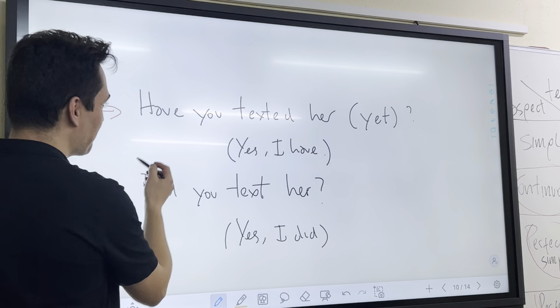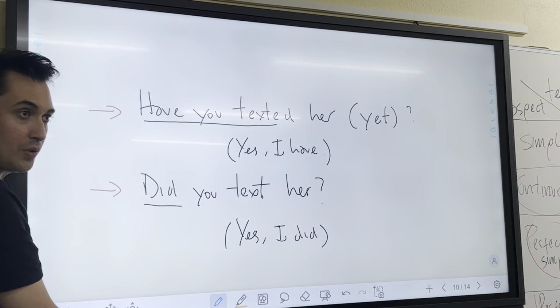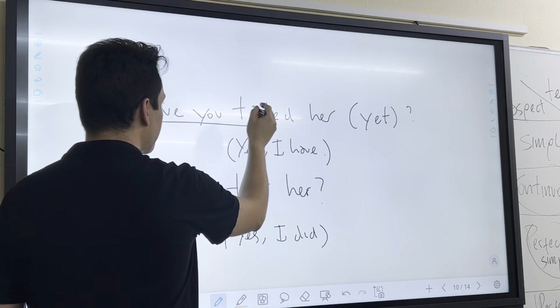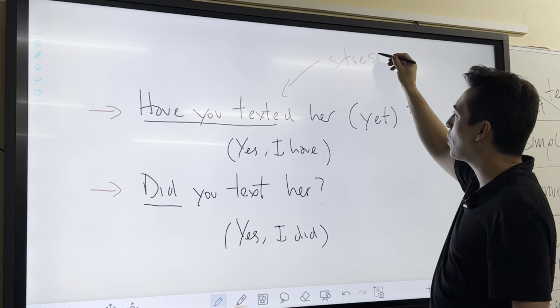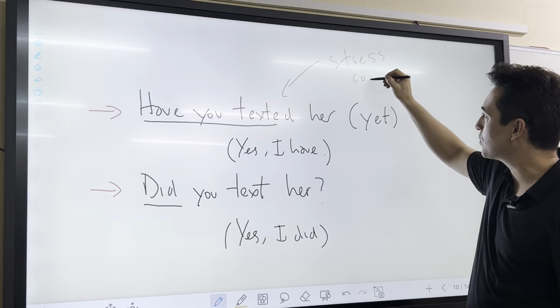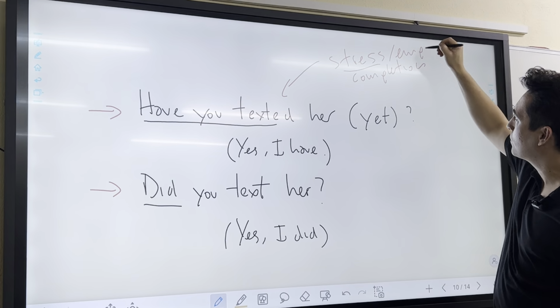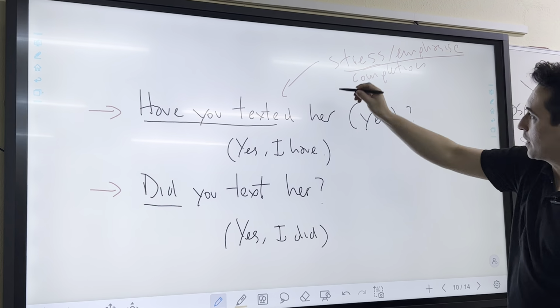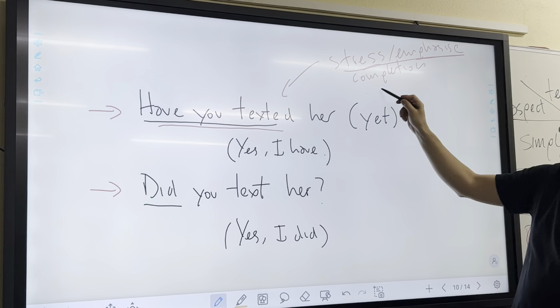Have you? Okay, which one? This one is perfect, and this is simple. You use the perfect tense to stress that the action is completed, to stress completion. Stress, emphasize. You use the perfect aspect to emphasize or stress the completion.